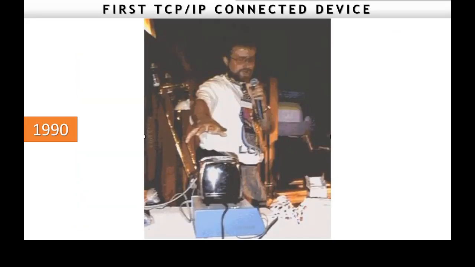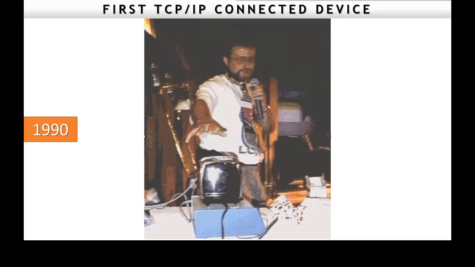Then we had to wait a little bit more to actually come up with this idea. This is John Romkey from 1990. He actually connected his toaster to the internet by using the TCP/IP protocol. That's the first time somebody used the TCP/IP protocol to connect a device, in this case a toaster. And he was very excited here.